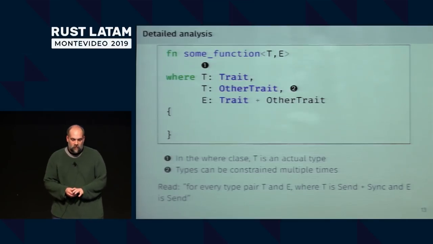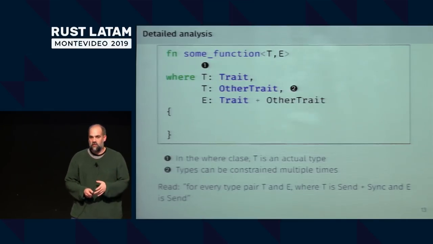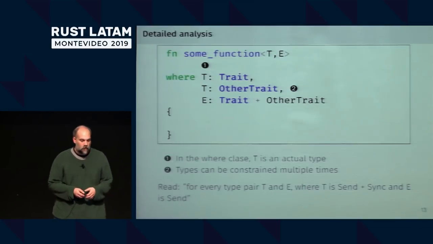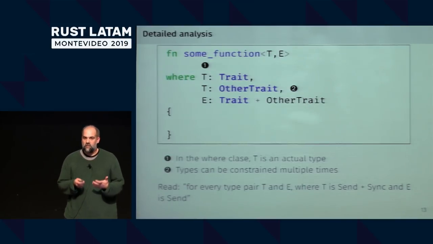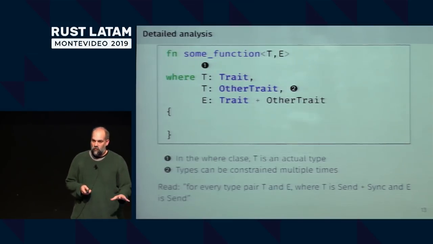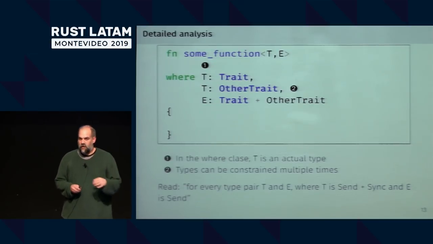A bit more detail here. So we have a function that has two generics, T and E, and I can express what I want from them. First of all, what the where clause gives me over the other shorthand syntax is that I can split it up.